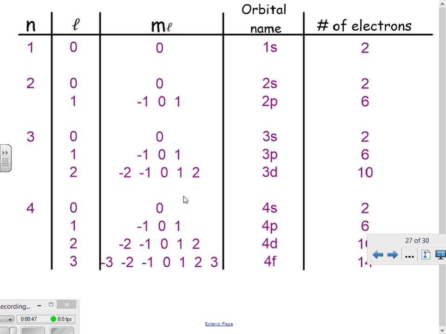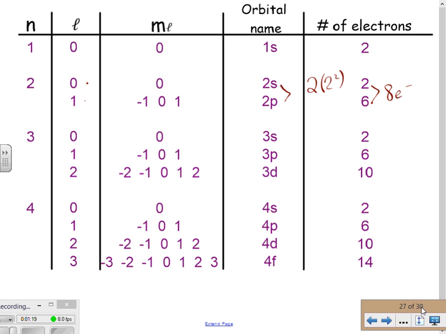In the second energy level, you have two possible choices. You have L is equal to 0 and L is equal to 1, which you would call then 2s and 2p. In the 2s orbital, you have 2 electrons. In the p orbital, you have 6 electrons. If we were to add them together, you have 8 total electrons. And let's see, does that fit? 2 times 2 squared is 8. So this does follow our rule about energy levels and their electrons.